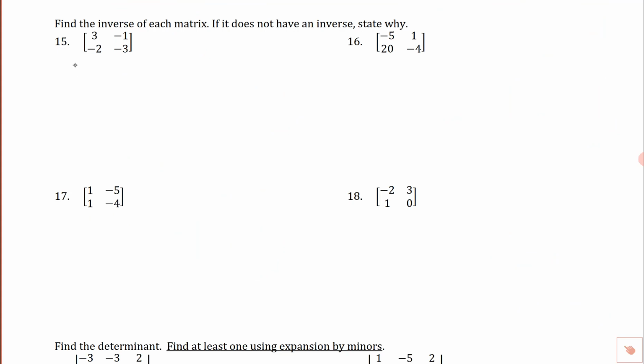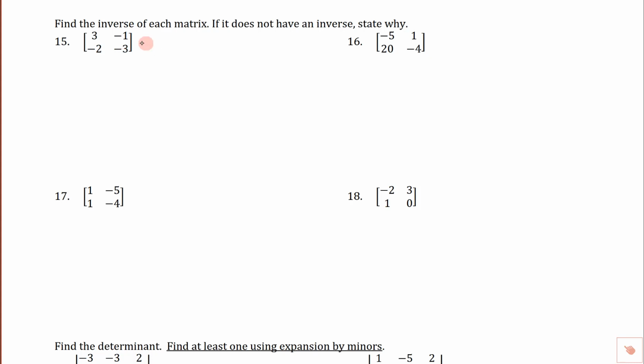Okay, on the other side, we're on problem number 15. The instructions for these problems say find the inverse of each matrix. If it does not have an inverse, state why. So again, got to have some reasons if we can't answer the question. So this is a square matrix. It's a 2 by 2. 2 by 2 inverses are pretty easy to find.